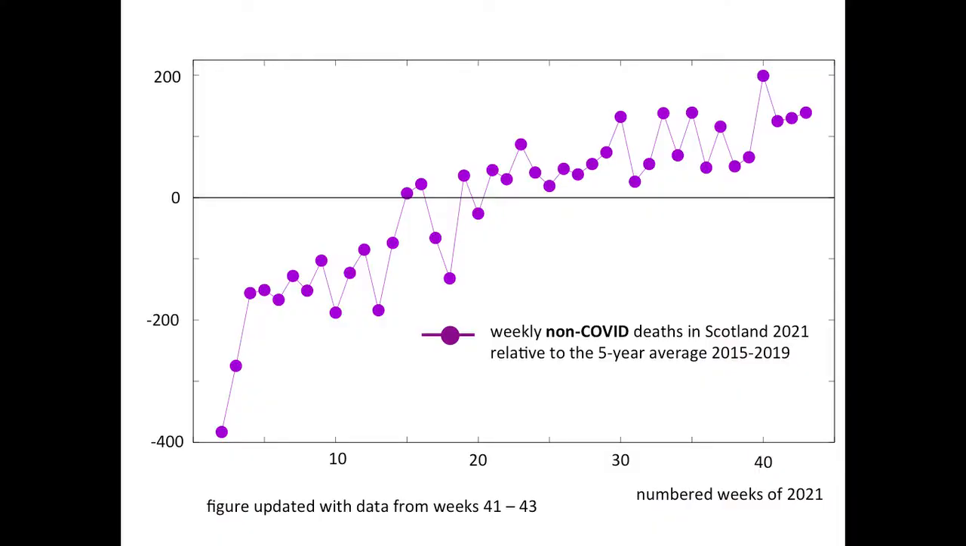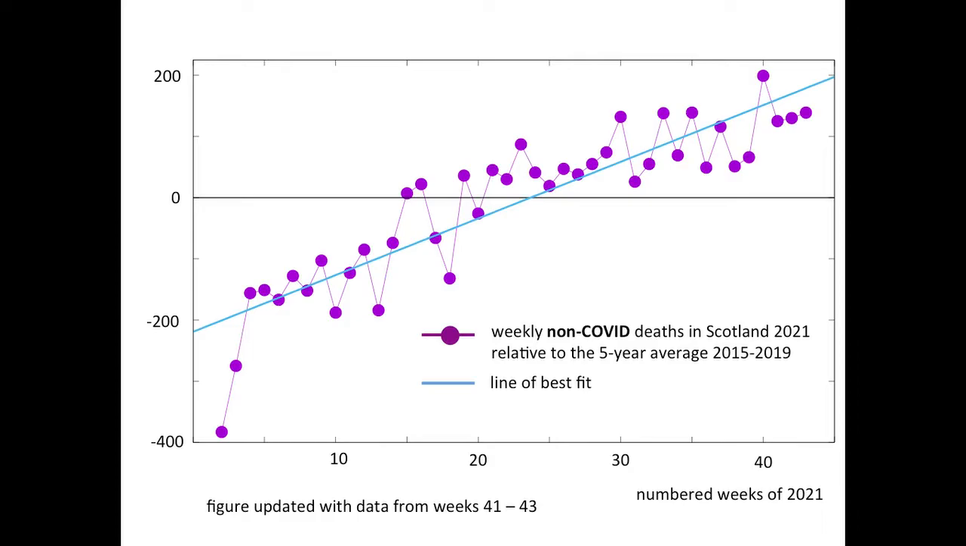Very briefly, this graph will be very familiar to those who have viewed the original video and also the first update. What we're looking at here are the weekly non-COVID deaths in Scotland over 2021, measured relative to the 5-year average of deaths 2015 to 2019. What we see here is that there is a steady increase through the year.